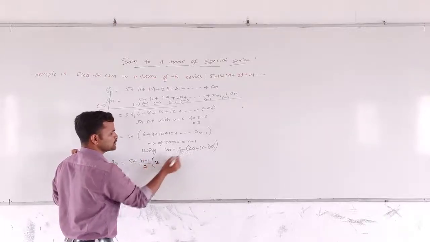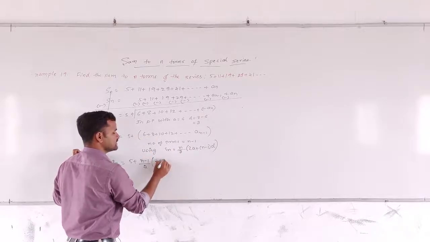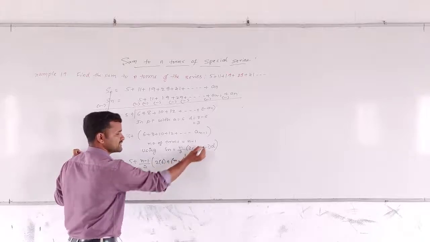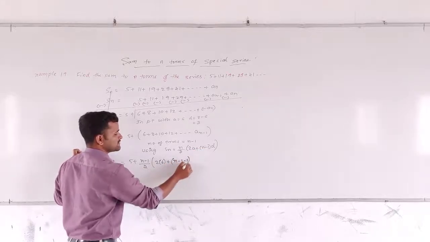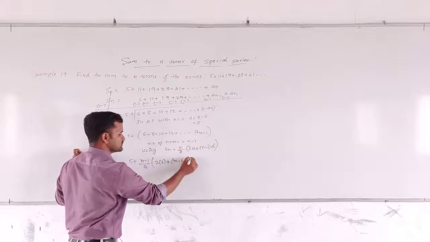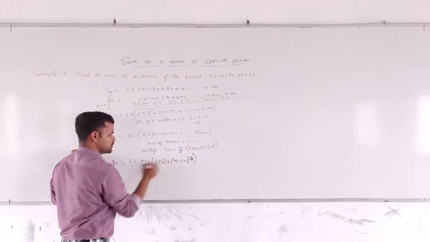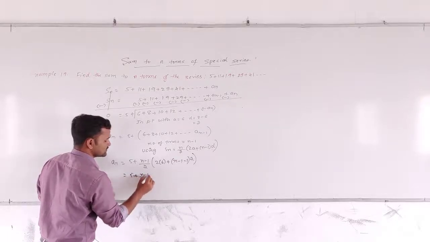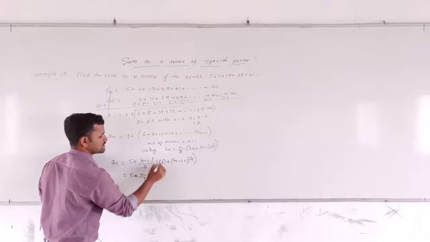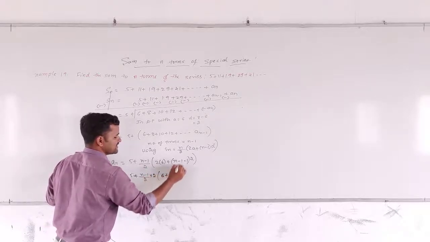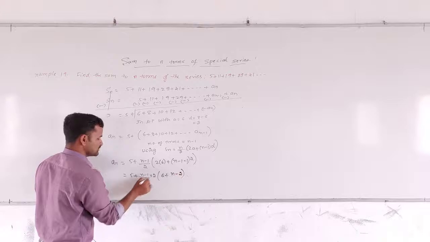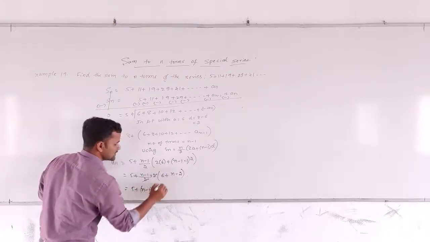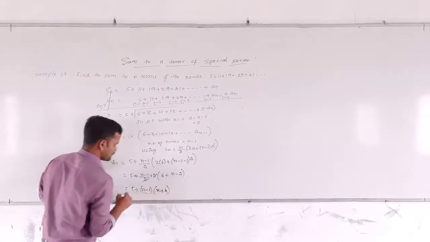By 2 will be as it is. 2 into the first term, which is 6: 2 into 6 plus n minus 1 into d. Here n is n minus 1, and this other minus 1 is extra, that will be kept as it is. And the common difference is 2. Here also 2, here also 2. You take 2 outside. 5 plus n minus 1 by 2 into 2 I am taking outside, 6 plus n minus 1 minus 2. The 2s cancel. 5 plus n minus 1 into n plus 4.